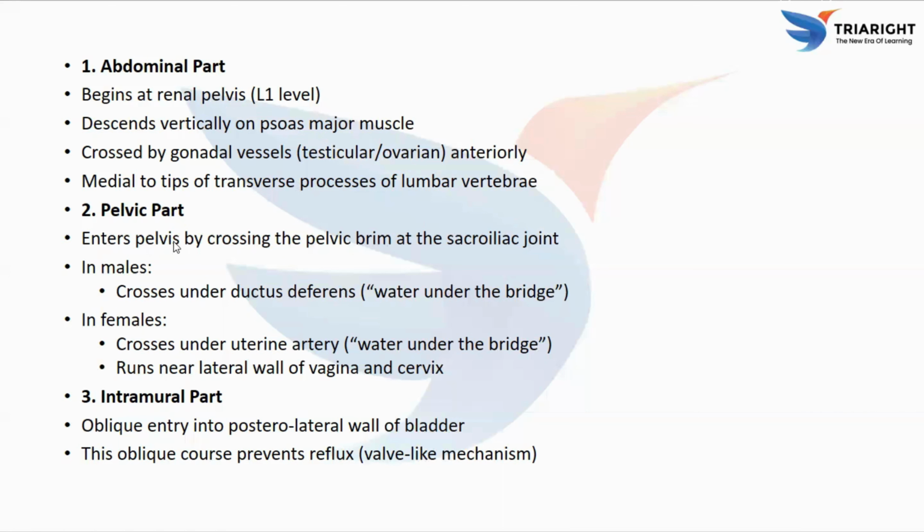The second part is the pelvic part. It enters the pelvis by crossing the pelvic brim at the sacroiliac joint. It moves from the abdomen into the pelvis by crossing the pelvic brim near the sacroiliac joint, where the spine meets the hip bone. There is a difference in the pelvic part in males and females. In males, the ureter passes under the ductus deferens. Think of water under the bridge: water is the ureter carrying urine, and the bridge is the ductus deferens.